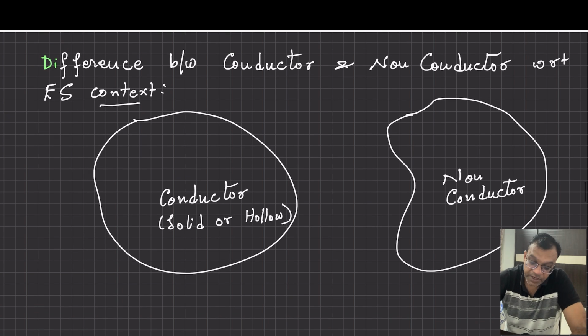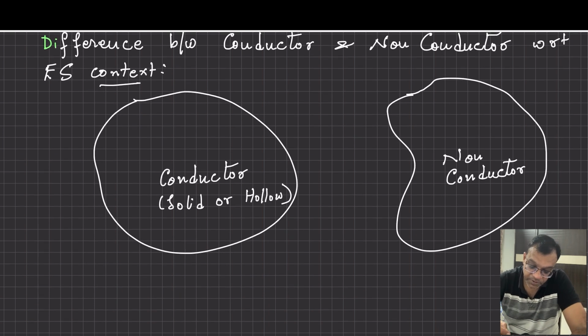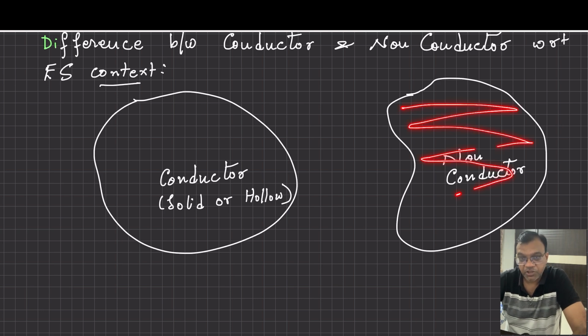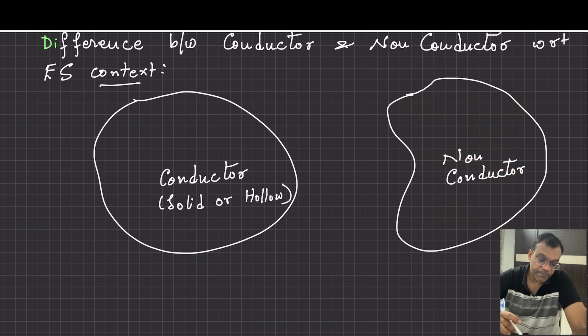Let us consider we have one conductor. This is the conductor, left side. It is solid or hollow, anything you take. And right side we have the non-conductor. There also you can take anything. Now, what is the difference?